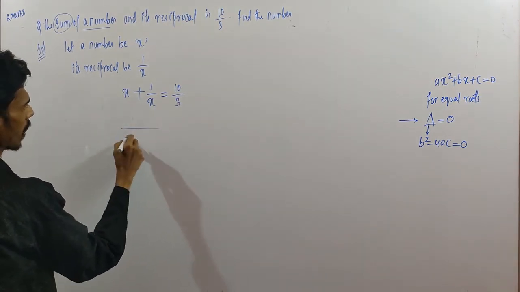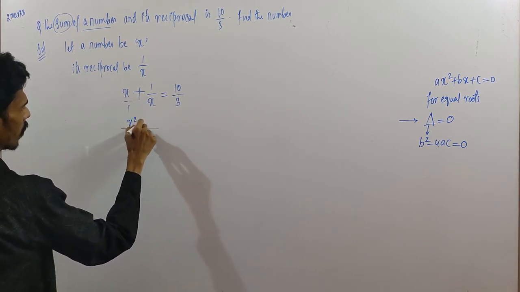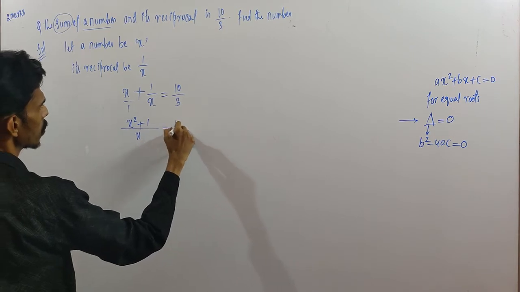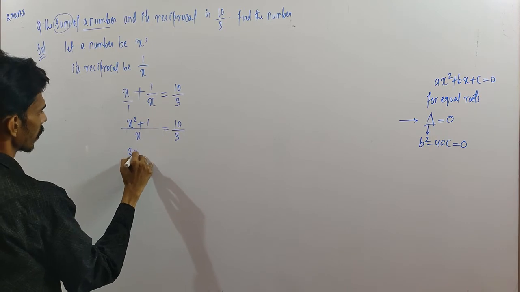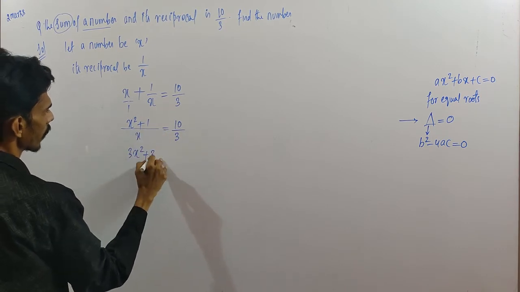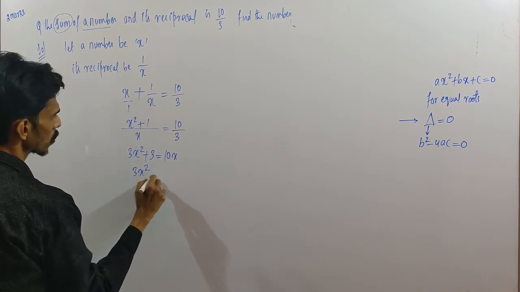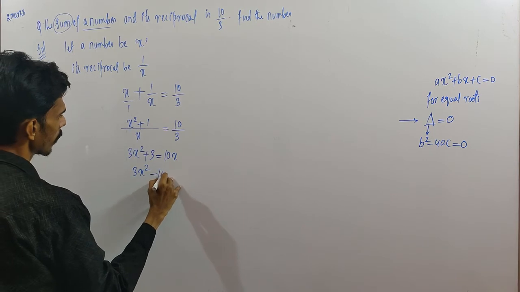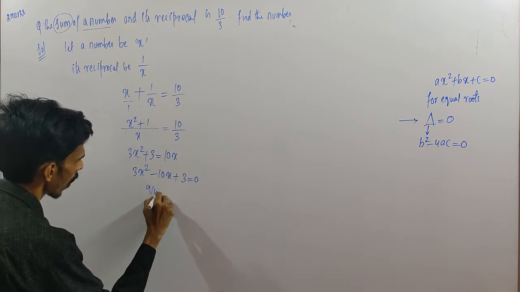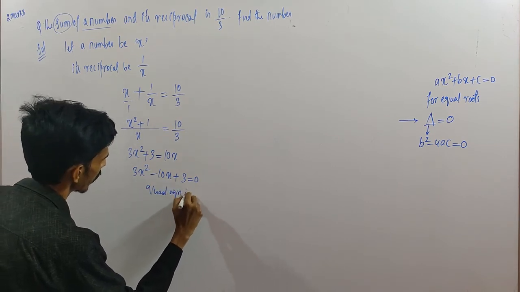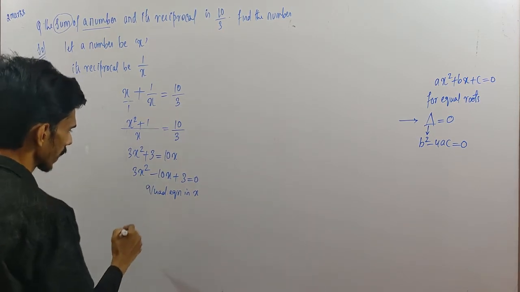Now take LCM. Here we have 1 into x into x square plus 1 into 1 is equal to 10 by 3. Now cross multiply, we have 3 into x square, 3x square, 3 into 1 3 is equal to x into 10, 10x. So it will become 3x square. Send this 10x here, it will become minus 10x plus 3 equal to 0. This is a quadratic equation in x. Compare it with standard equation or factorize it. Let us factorize it.